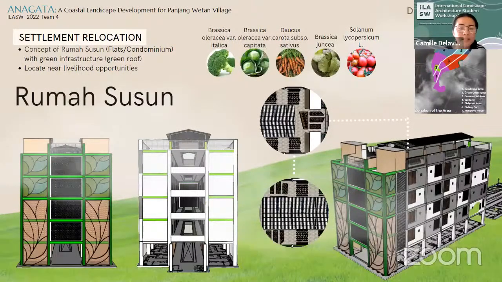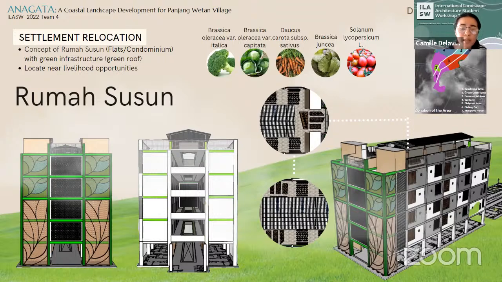So, for the settlements near the coastal areas and flood-vulnerable sites, we relocated these housing or settlements into the parts where the area is elevated, making it less vulnerable to flood. And as you can see on the zonation of the area, the settlements are proposed to be built on the residential area, which is conveniently located near livelihood opportunities as this area has a relatively higher slope than that of those near the coast. Furthermore, we use the rumah susun as a framework for our proposed flats or condominium while also following a green infrastructure design.